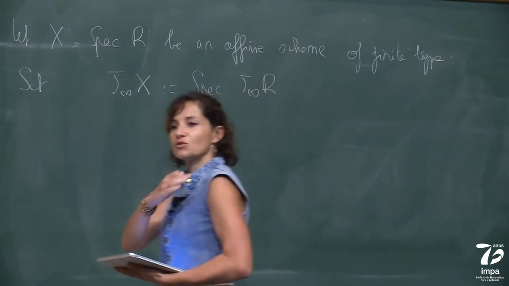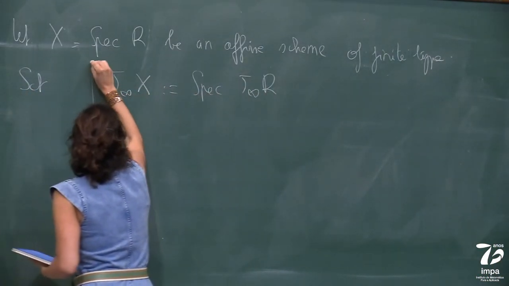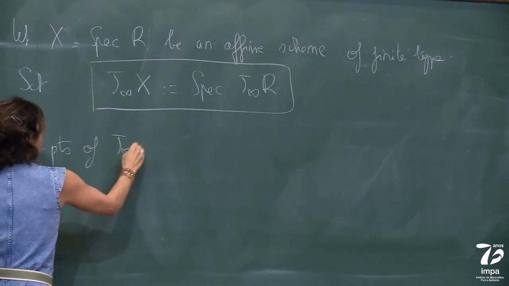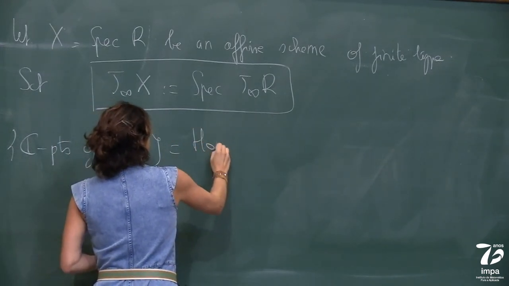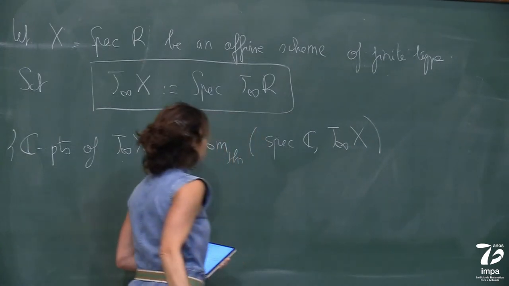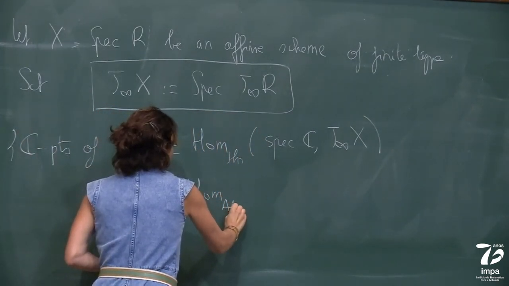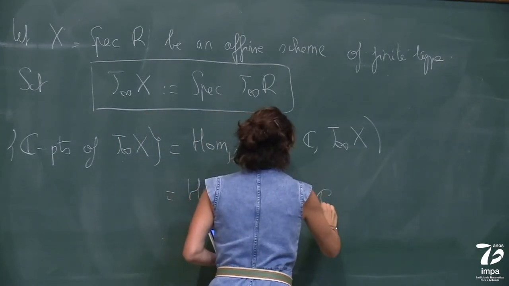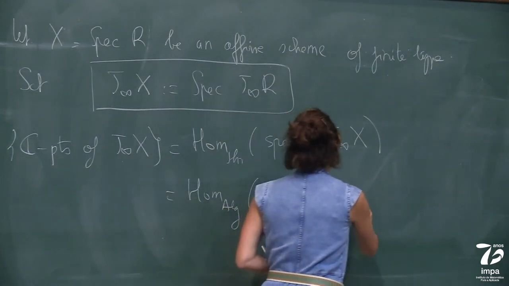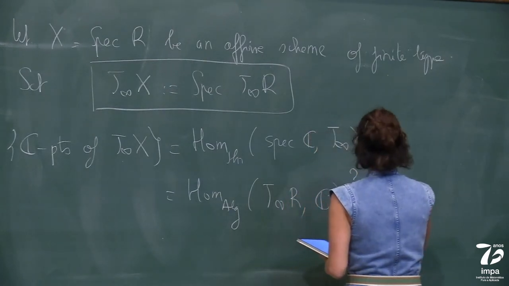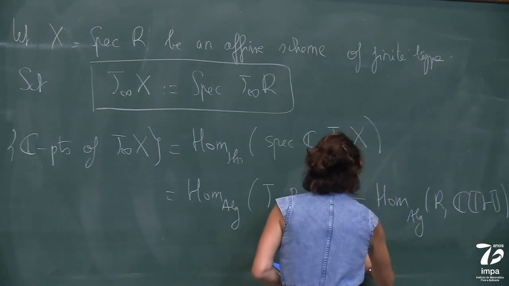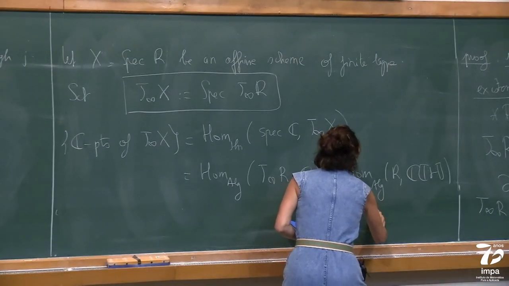But now we would like to connect to the previous definition I gave. So what we want is that the C points of this scheme, which is the same as morphisms from spec C to this scheme, which is still the same as homomorphisms of algebra from J infinity of R to C, would be the same as morphisms of algebra from R to the ring of formal series. So this is the question. We would like that this is the same, and this is indeed the same as arcs on X.